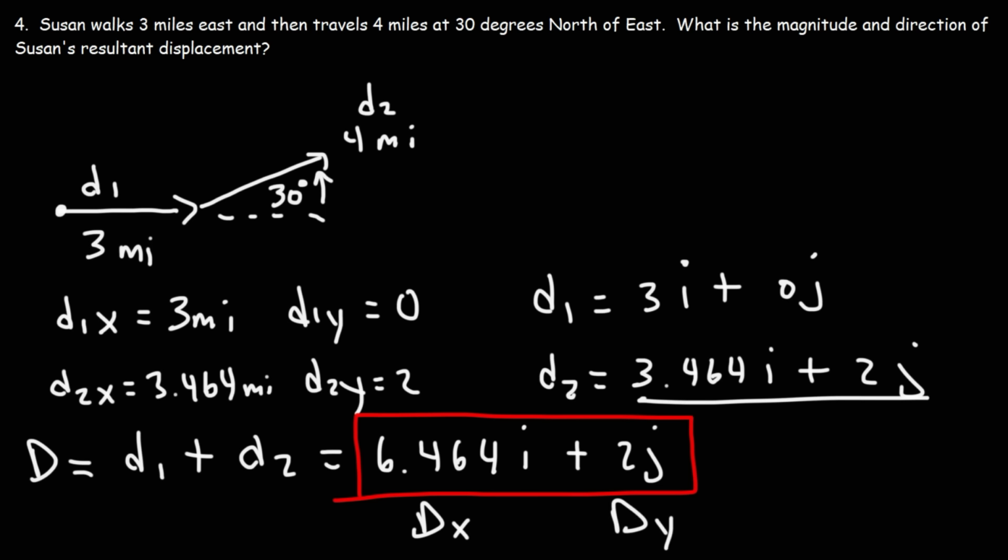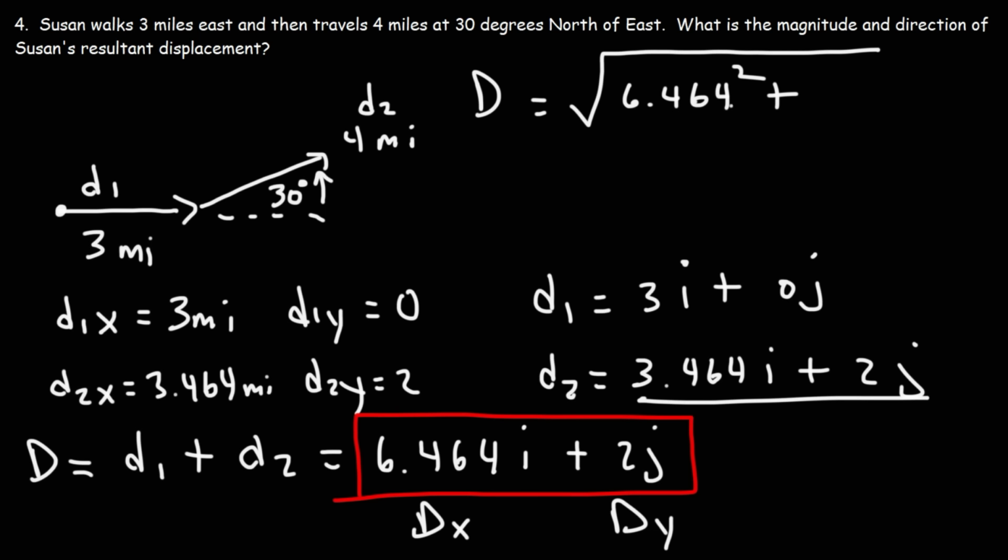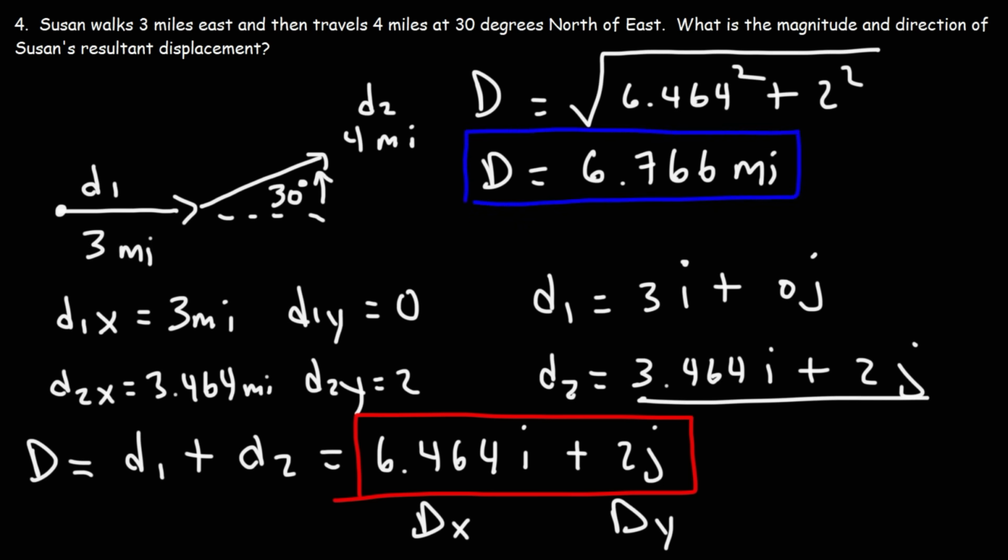So now we could find the magnitude of the resultant displacement. It's going to be the square root of dx squared, which is 6.464 squared, plus dy squared, which is 2 squared. And that works out to be 6.766. And the unit is miles. So that's the magnitude of the resultant displacement.